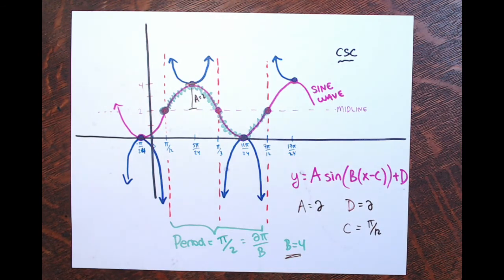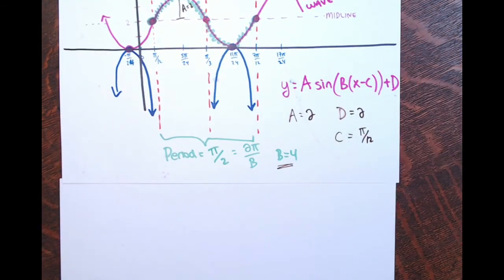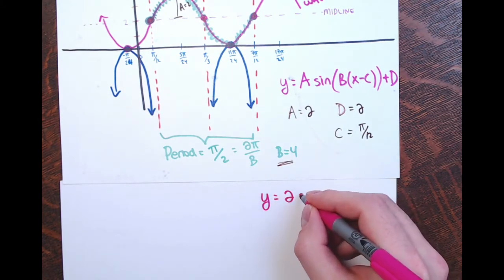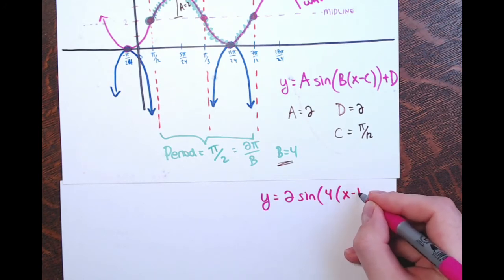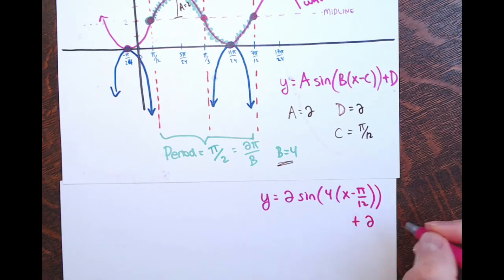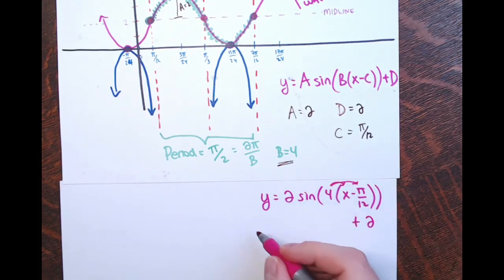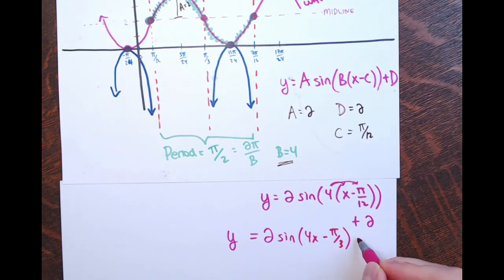The equation for this sine wave I've drawn between the u shapes is the following. Y equals, amplitude 2 times the sine of b is 4 times the quantity x minus pi over 12, right? C was pi over 12, and then plus 2 afterwards. Now I'm going to distribute the 4 here. So we have the equation for this sine wave is 2 times the sine of 4x minus pi over 3, and then you have plus 2 after.